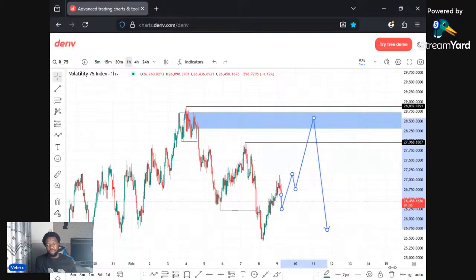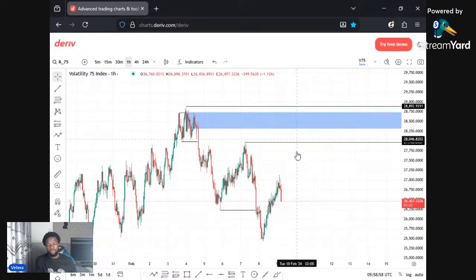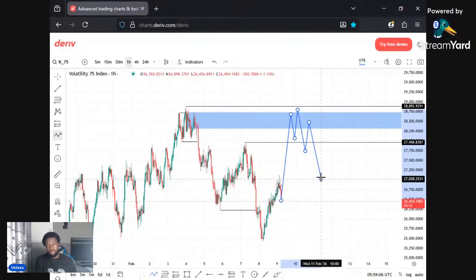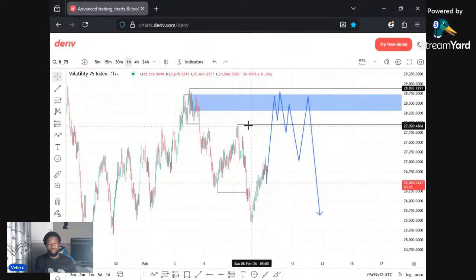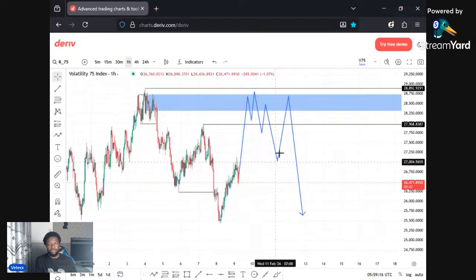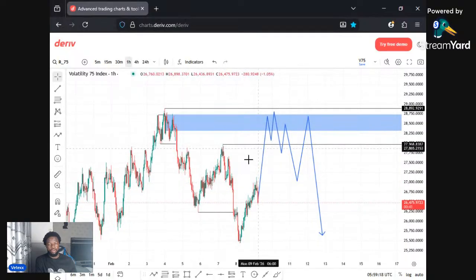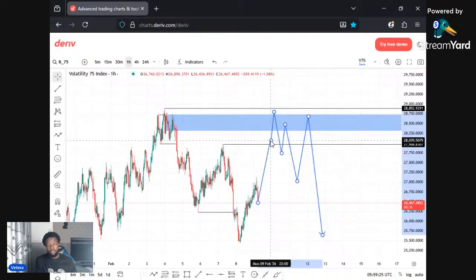So this is how we enter on V75. When price comes here, once price comes here to give us a continuation like this, then we tap into it and then sell to the opposite direction. So this is what we're anticipating on V75. Once it gives us this, we can then start pushing it. It might give us something like this.